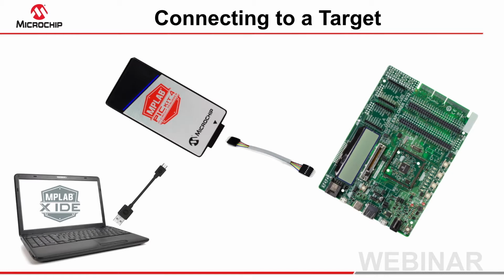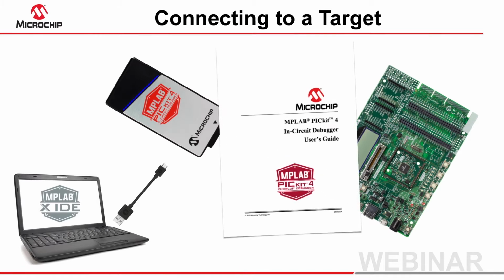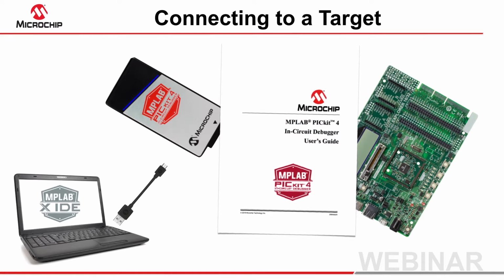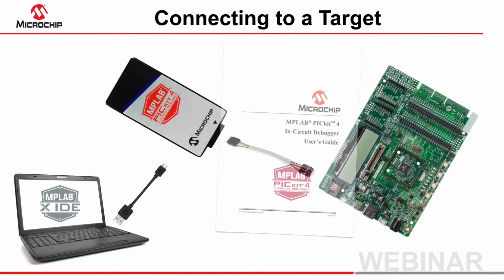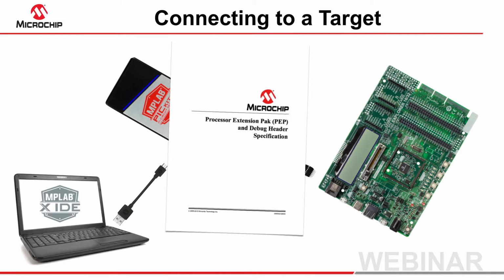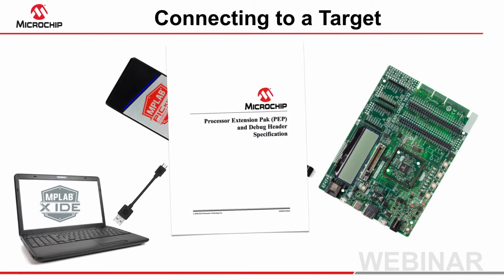If you are using your own hardware, the interface circuitry must meet the PICkit communication specification, as described in the PICkit 4 In-Circuit Debugger User's Guide. Note also that for some devices you might need or might prefer to connect the PICkit to an ICD header via an adapter kit. See the Processor Extension Pack and Debug Header specification to determine if a header is required.